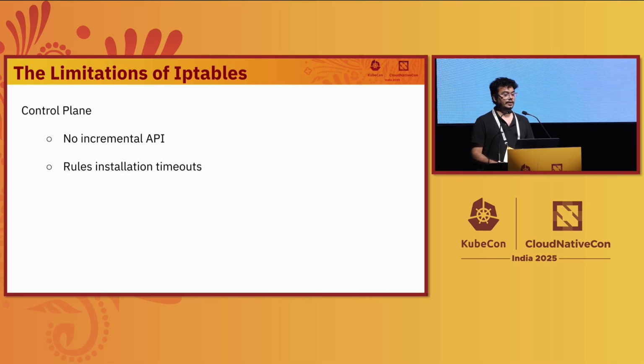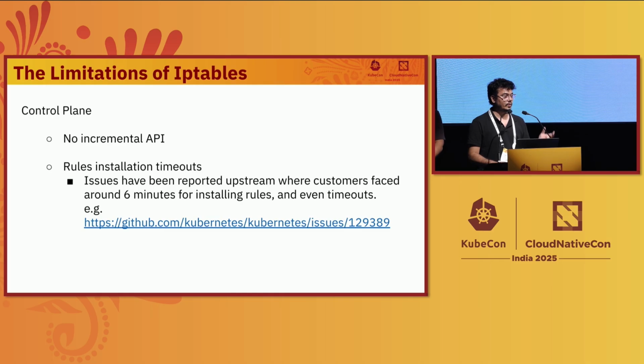Next, rule installation timeouts. As you know, Kubernetes clusters are very large and growing, and many issues have been reported with rule installation. Customers have faced problems downloading and updating the rules, experiencing downtime, or even about 6 minutes spent installing the rules, and even timeouts. As you can see, there is an issue created upstream also.